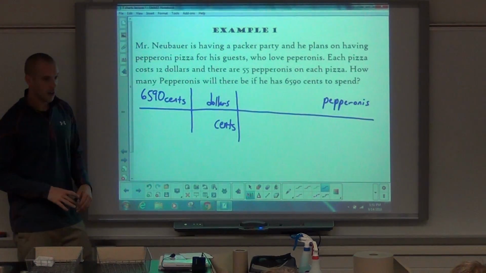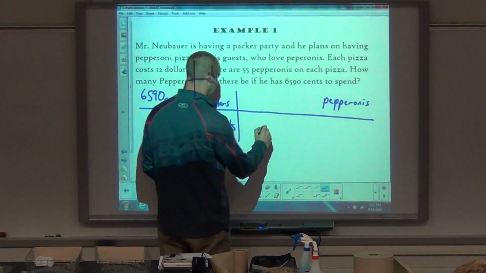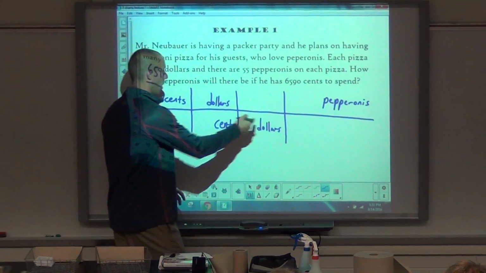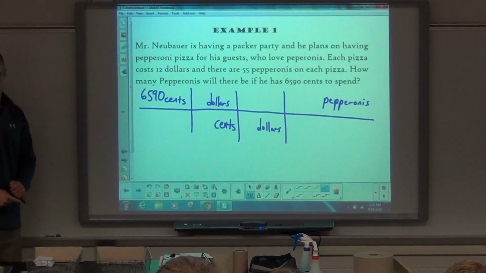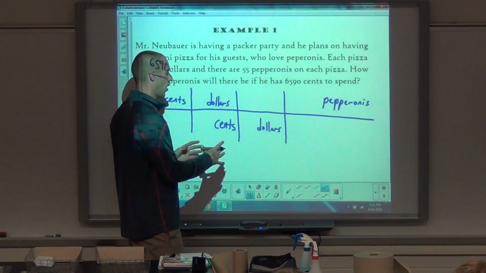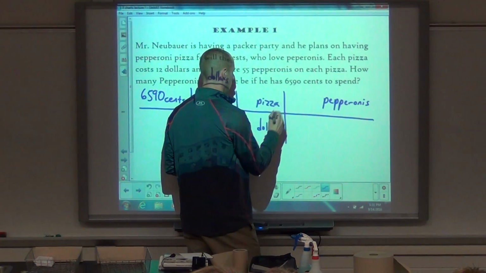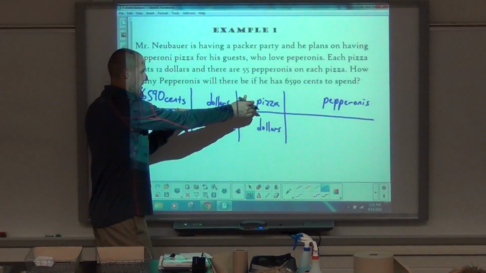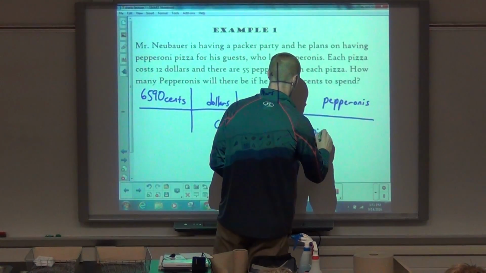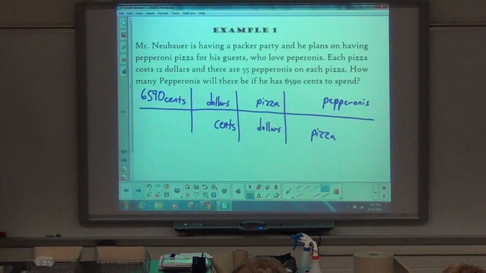Okay, now if dollars are on top, where does dollars have to go? Bottom, right. It has to be able to cancel out. Okay, what can dollars go to? Pizzas. Pizzas, exactly. I'm not talking about values at all yet. We're just talking about units. It can go to pizzas, right? Okay, now if pizzas is up here, where does pizzas have to go? Bottom, exactly. We put pizza down here. Now, can we go from pizza to pepperonis? Yes. Perfect. So now we know we're good.